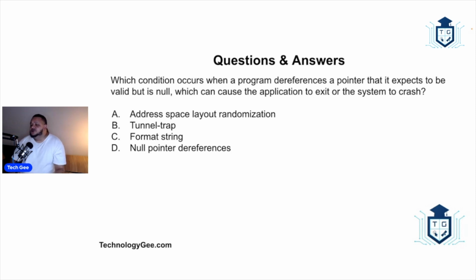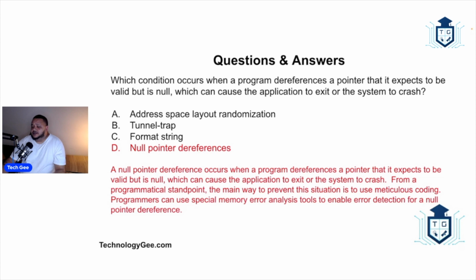So which condition occurs when a program dereferences a pointer that it expects to be valid but that pointer is null, and this can cause the application to exit or the system to crash? This would be null pointer dereference. So from a programmatic standpoint, the main way to prevent this situation is to use meticulous coding, and programmers can use special memory error analysis tools to enable error detection for a null pointer dereference.